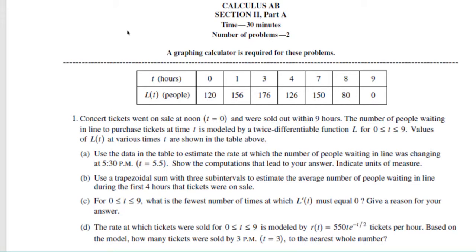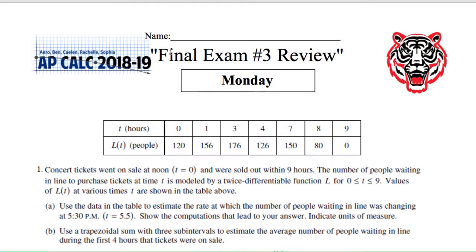Alright, so we are back in AP Calculus. Today's date is Monday, May 6th. We are doing our final review. This is Monday, so review 3, I guess, for final exam number 3. The Monday packet, so this is what the Monday packet looks like.